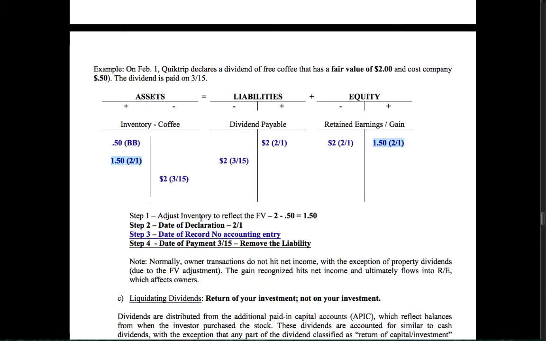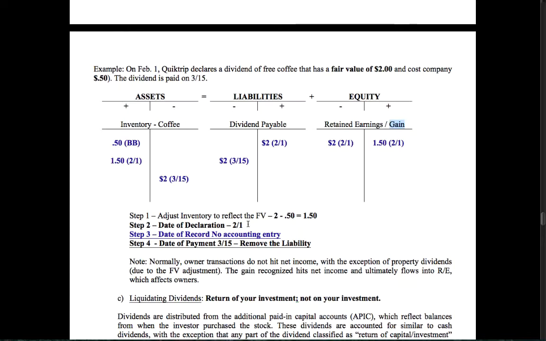Your first step is you need to adjust the inventory to reflect the fair value. Therefore, in this example, we needed to go from 50 cents to $2. Therefore, we need to increase our inventory, which is a debit, and then offset that with an increase to equity, which was reflected through a gain, which hits net income and then ultimately flows into retained earnings.